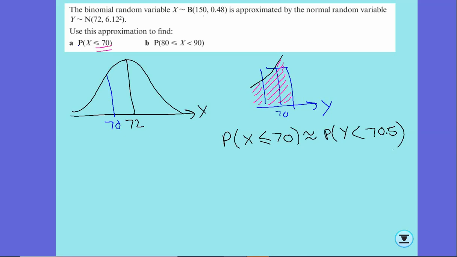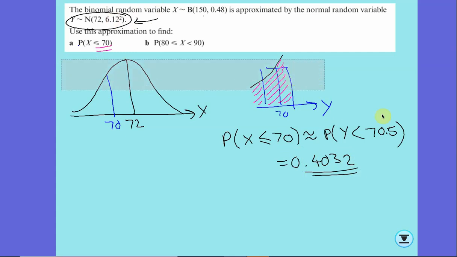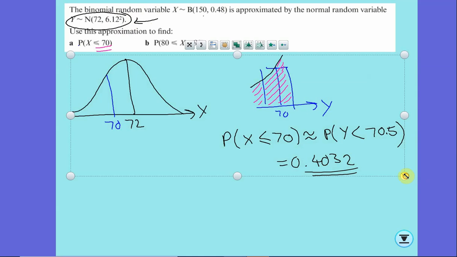So the standard deviation is 6.12 and the mean is 72. It tells us that in the question. So they don't actually have to tell you this bit. They could have got you to work it out from here. So it's unusual for them to tell you this. And I make that 0.4032. Okay, let's shrink this just to make sure I've got enough room at the bottom.